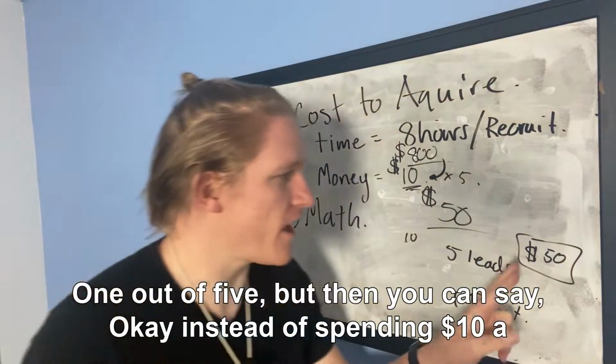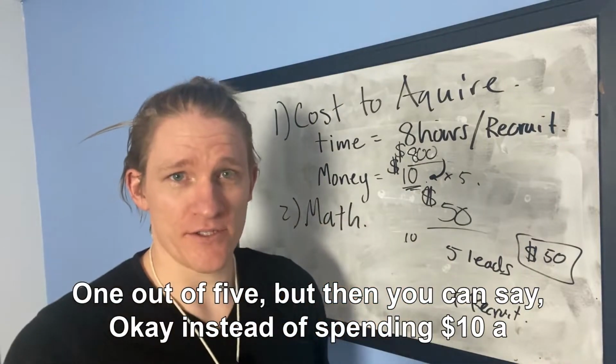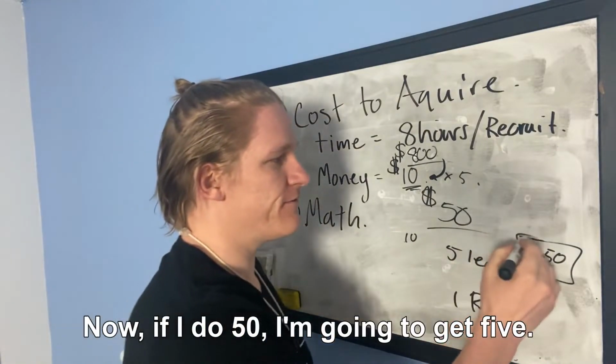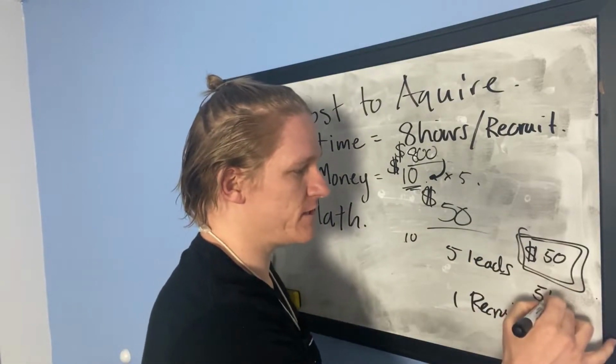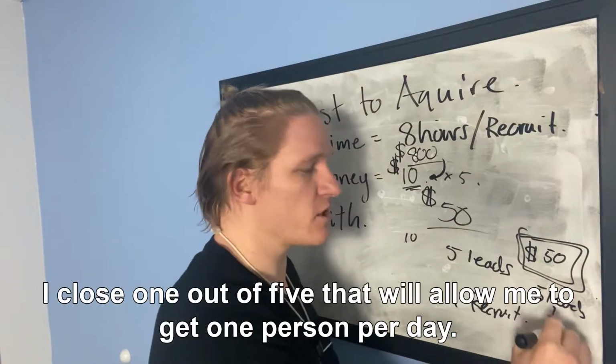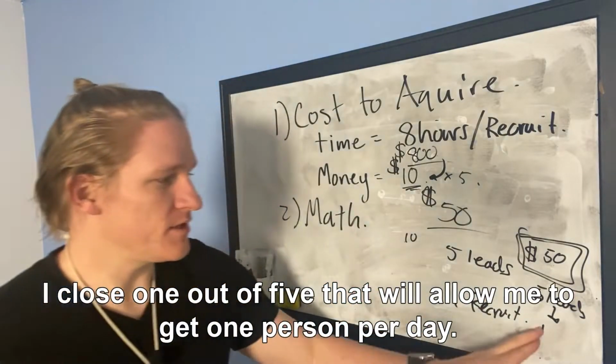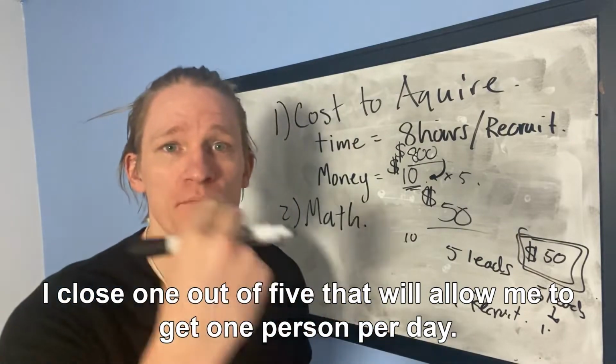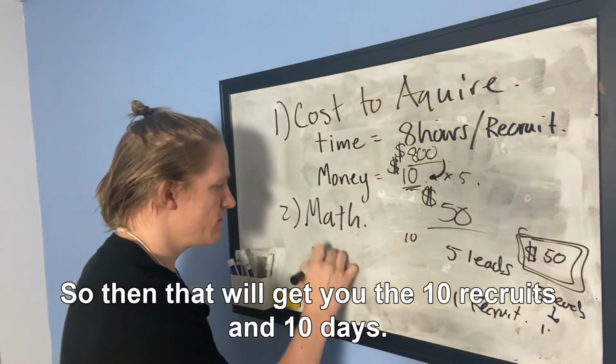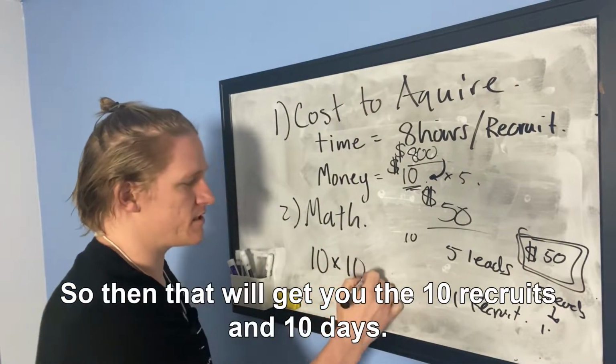But then you can just say, okay, instead of spending $10 a day, now if I do 50, I'm going to get 5 leads, $10 per lead. I close 1 out of 5. That will allow me to get 1 person per day. So then that will get you the 10 recruits in 10 days.